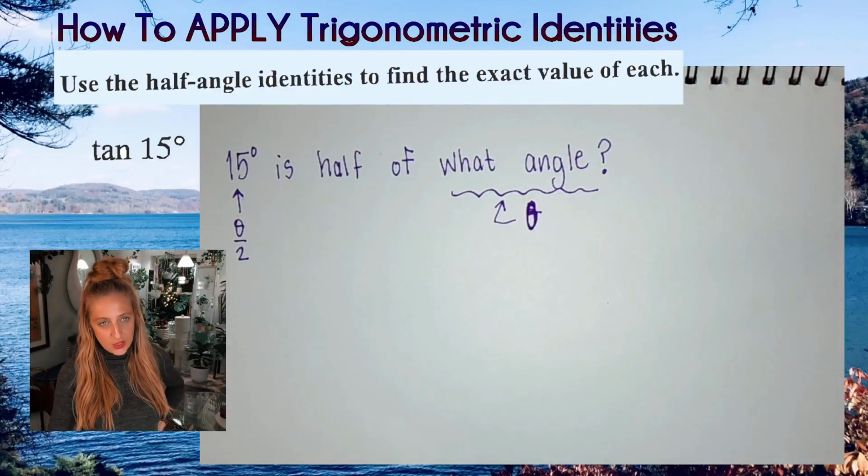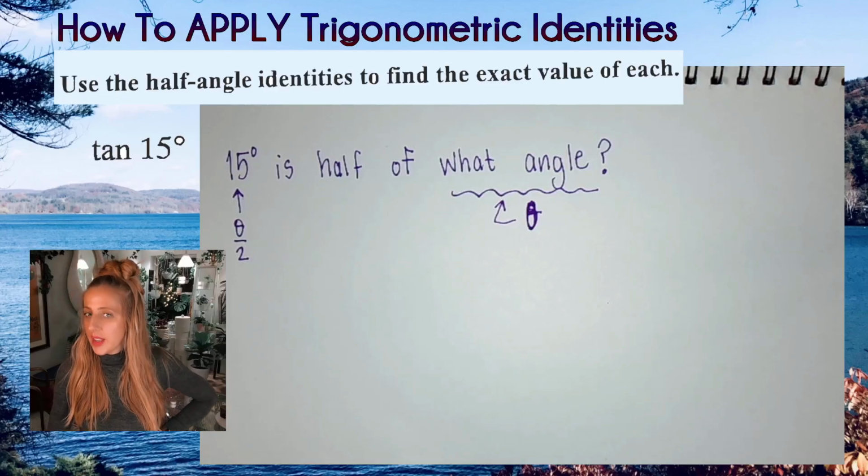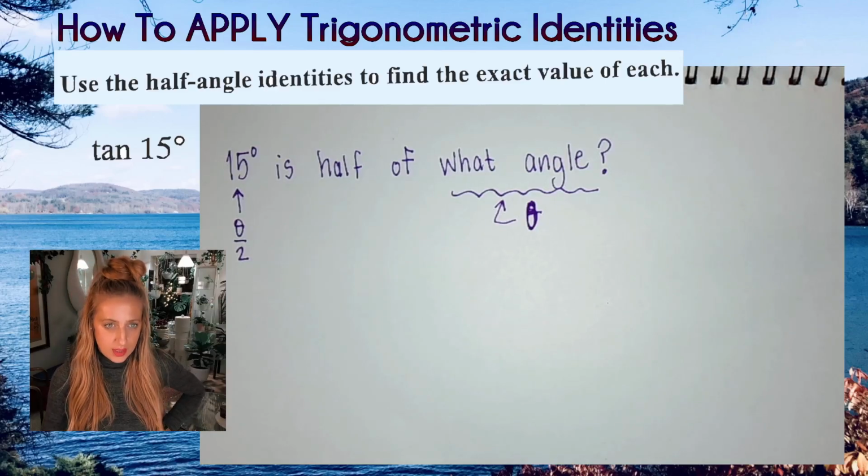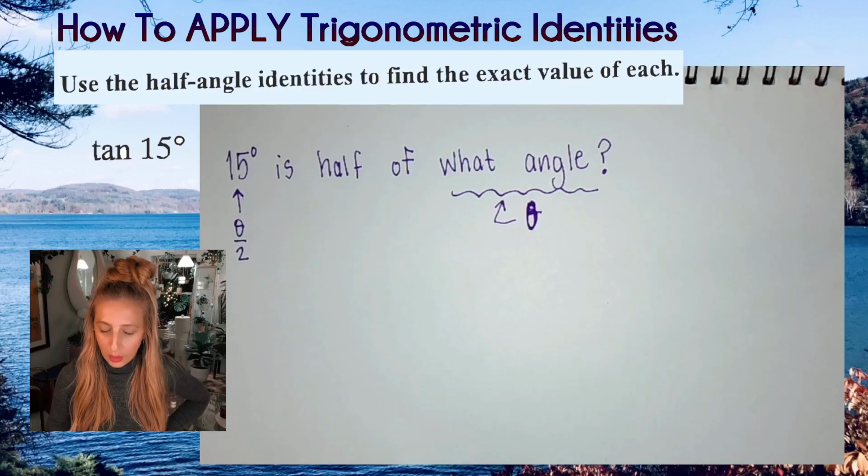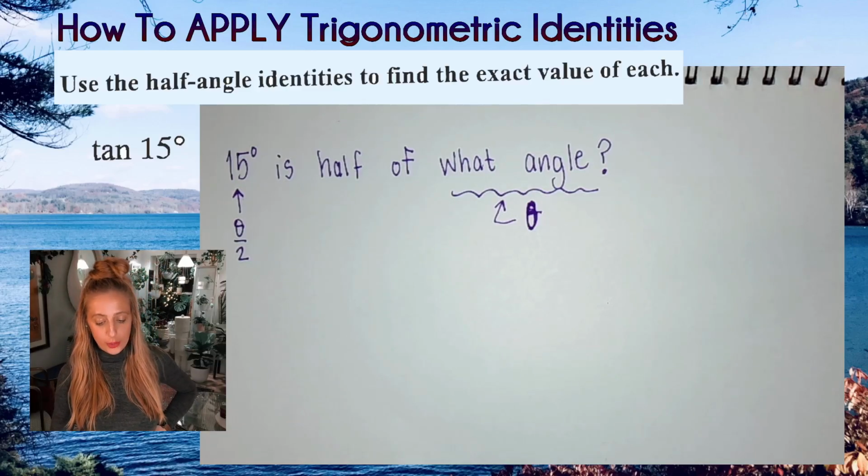Hey everybody, in this video we are using half angle identities to find the exact value of, in this case, tan of 15 degrees. When you are prompted to use the half angle identity, or you know you need to use it because the angle in question is half of an angle you're familiar with, perhaps one from the unit circle, the first thing you need to ask yourself is: the angle in question, in this case 15 degrees, is half of what angle?